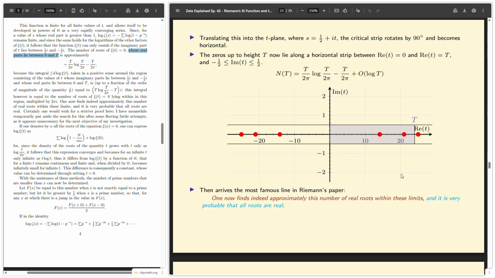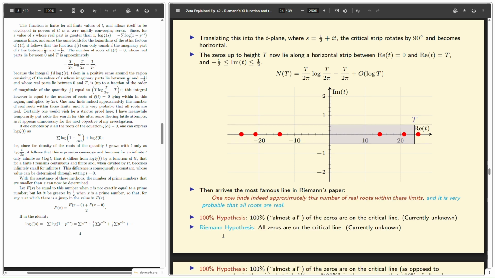Cool. Okay, and then finally, we get to the Riemann hypothesis. This is the most critical line of the entire paper by modern standards. I rewrote the sentence right here. He says, one now finds indeed approximately this many real roots within these limits, and it is very probable that all roots are real. I split this sentence into two parts because it's actually not just saying the Riemann hypothesis. There's a weaker statement first, and then the Riemann hypothesis is the second statement. Here are the two statements.